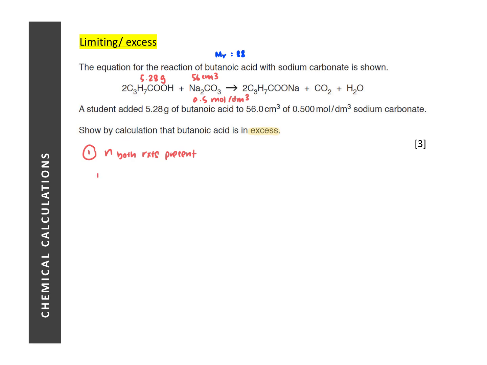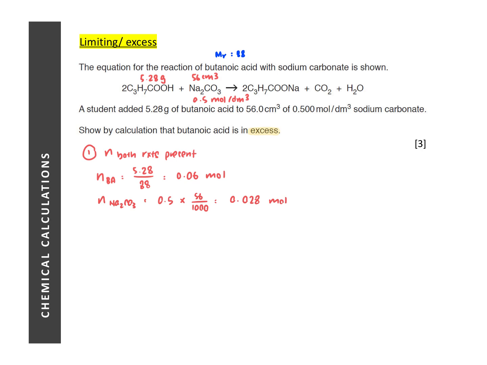Okay, so I need to find the number of moles of butanoic acid. I'm going to abbreviate it by BA. The number of moles of butanoic acid would be mass divided by molar mass, and that would give us a number of moles of 0.06. Next, we need to find the number of moles of sodium carbonate present. Since it is a solution, we need to take concentration times volume. So 0.5 times 56 over 1000. That will give us 0.028 moles.